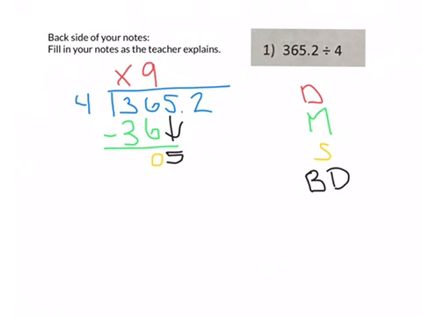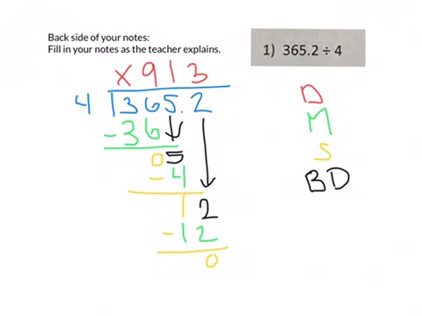Then you're going to go back and you're going to repeat. You're going to divide. 4 goes into 5 once. You put the 1 over the 5. Then you multiply 1 times 4. Then you're going to subtract, and you get 1. And again, you bring the 2 down. 4 goes into 2 3 times. Then you're going to multiply. 3 times 4 is 12. Then you're going to subtract. You get 0, and you are all finished with the division.